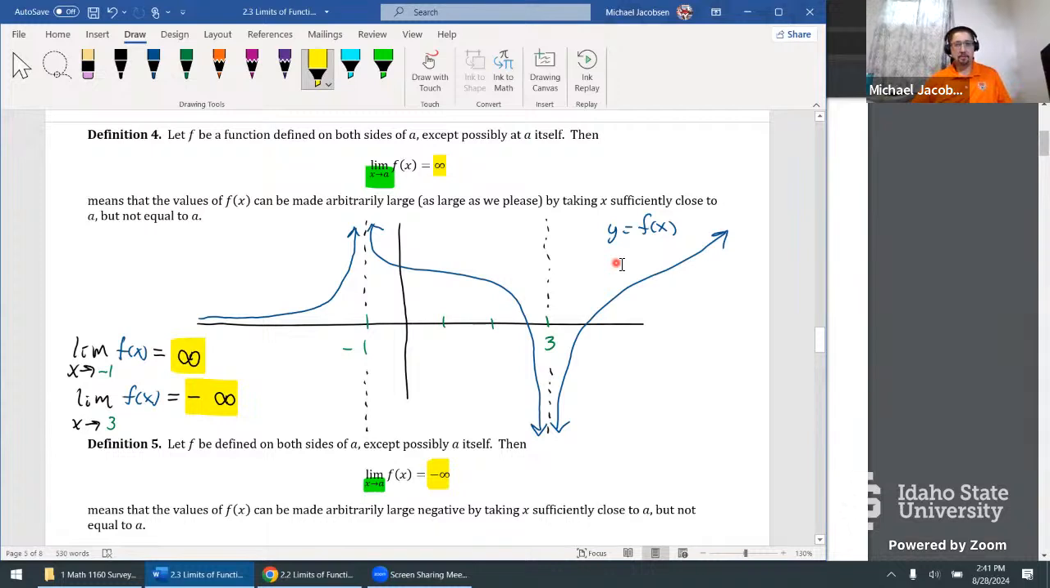Again, we stumbled upon a couple of these when we were in section 2.2, but now we get to formally define exactly what we mean when we put infinity here or here. Any questions so far, folks, at the moment?